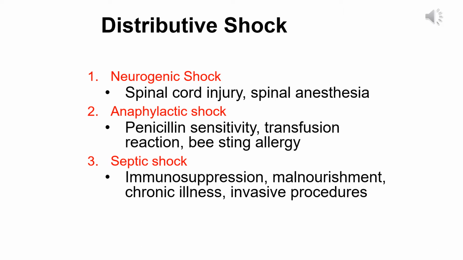Anaphylactic shock is an allergic reaction, could be to an antibiotic, a transfusion reaction, a bee sting, or any allergen, including food allergens. One of the most common food allergens that causes an anaphylactic shock reaction is peanuts. Septic shock, some of the causes or contributing factors to it are immunosuppression, chronic illnesses, and malnutrition. Invasive procedures are also a risk factor for these types of shock.